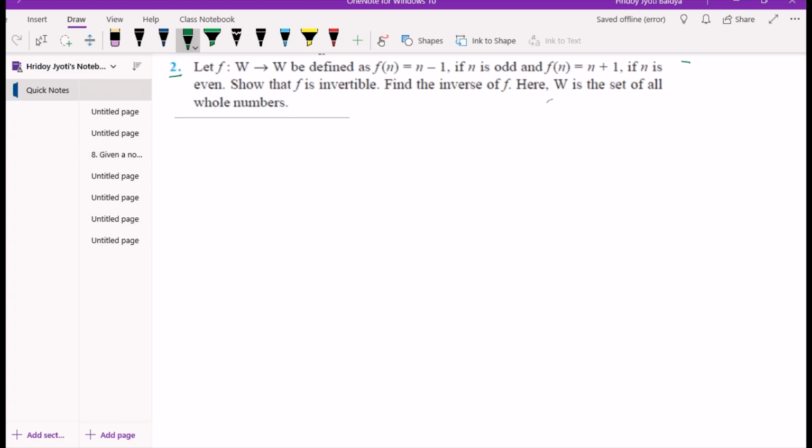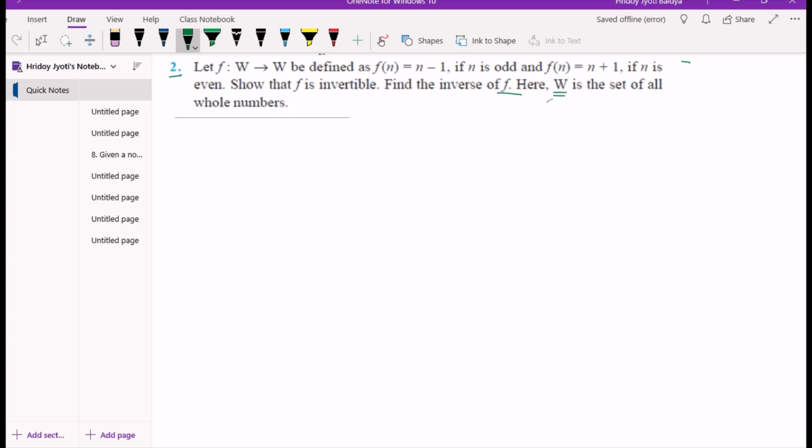Let f be a function from W to W, defined as f(n) = n minus 1 if n is odd, and f(n) = n plus 1 if n is even. Show that f is invertible. Also find the inverse of f. Here W is the set of the whole numbers.